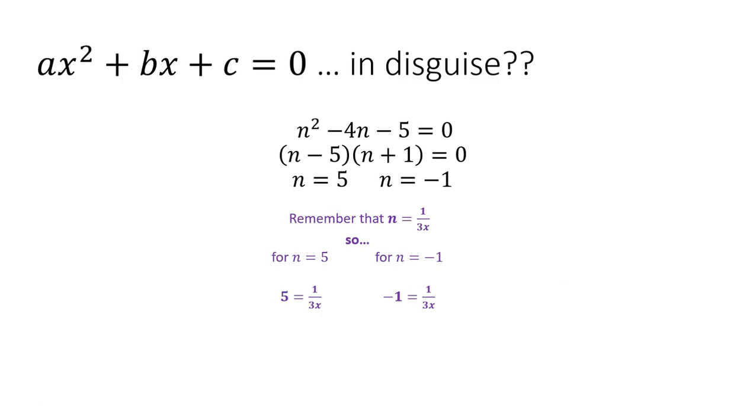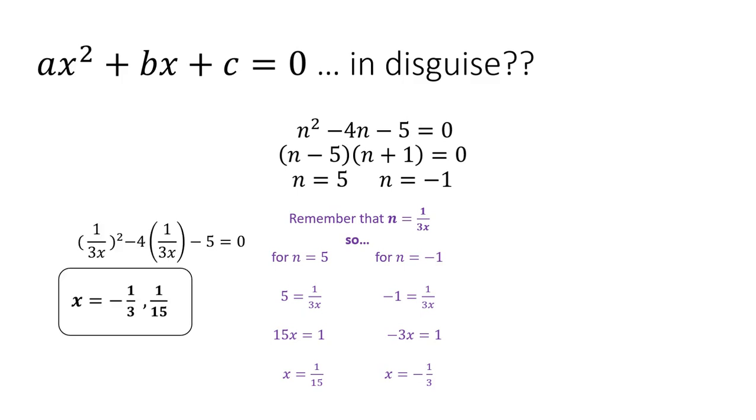Now we can solve for x. In both of these equations, I'll multiply both sides by 3x and then divide as necessary to get two solutions, which is what we were expecting. X equals 1/15 and x equals negative 1/3. Those are the answers to our original problem for x. If we plug either one of those in, they work. So we're using substitution to make our lives a little easier.